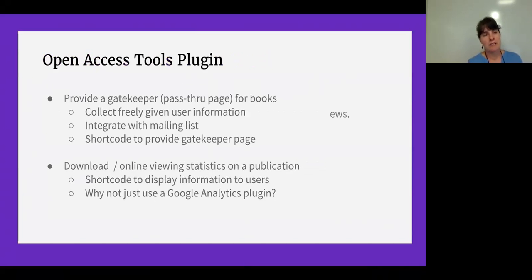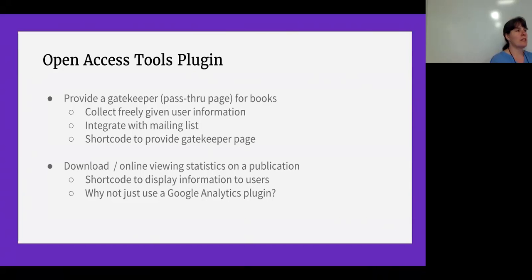But I did end up going down that road, and I wrote a plugin that I call Open Access Tools plugin. And what I did with that is two things. I provide a gatekeeper pass-through page, which I talked about earlier. So I took that template page and wrapped it into my plugin. So now we can collect freely given information. We integrate it with the mailing list, and I created a short code to create that pass-through page.